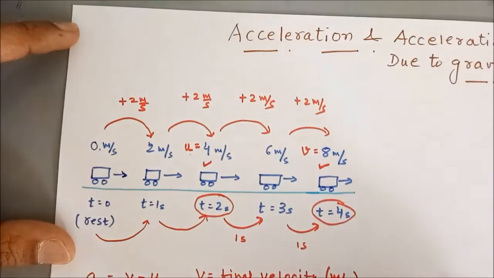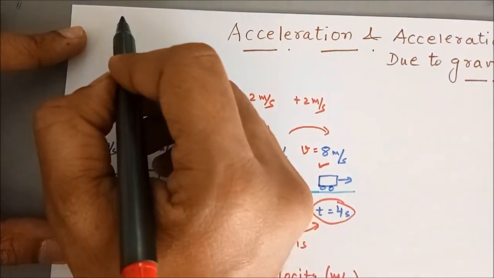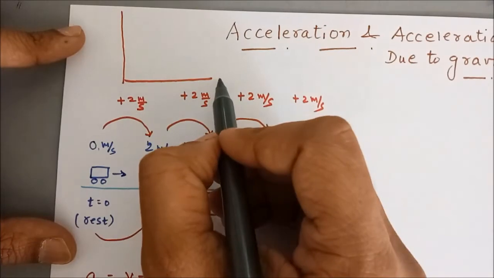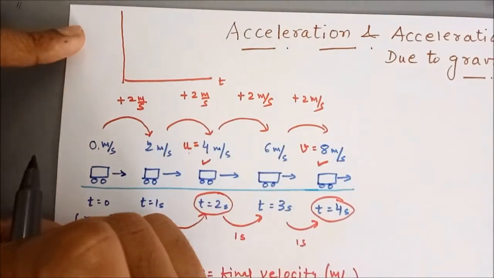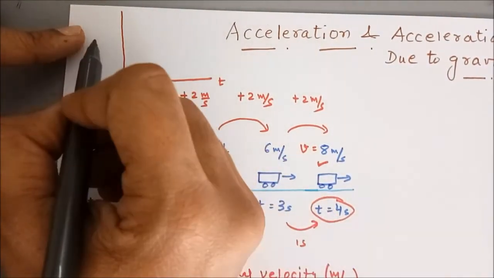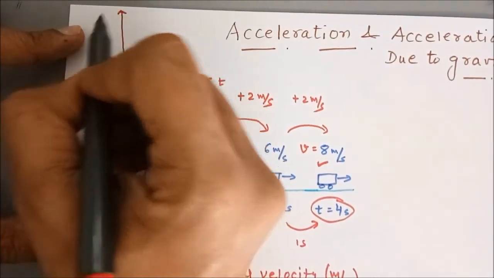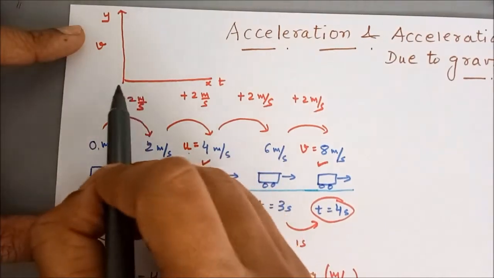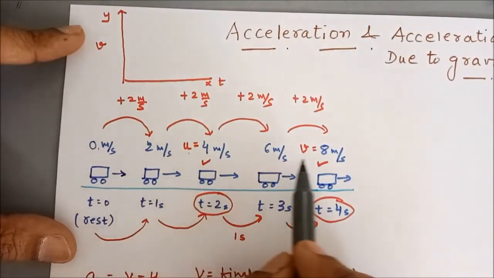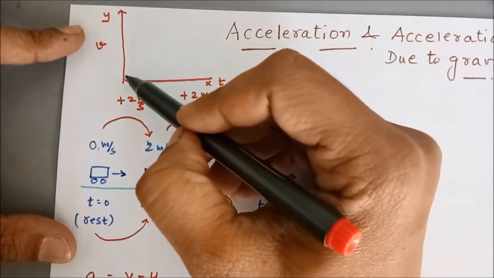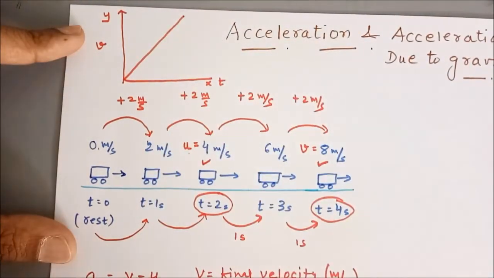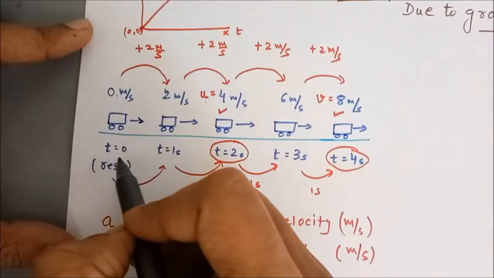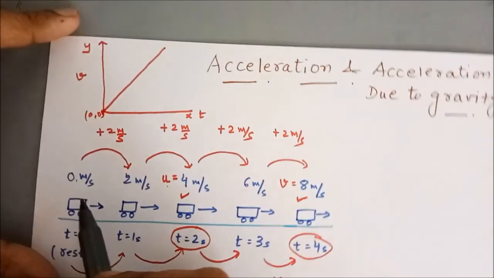If you want to plot the graph of v versus t, then time is always plotted on the x-axis because it is an independent quantity, and speed is always plotted on the y-axis. This is the x-axis. And you will see that as time passes, the speed of the car is also increasing, so you will get a straight line graph passing through the origin, because this point is (0, 0), and at time equal to 0, the car had speed 0.